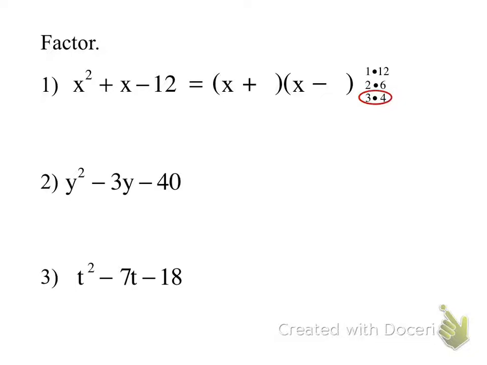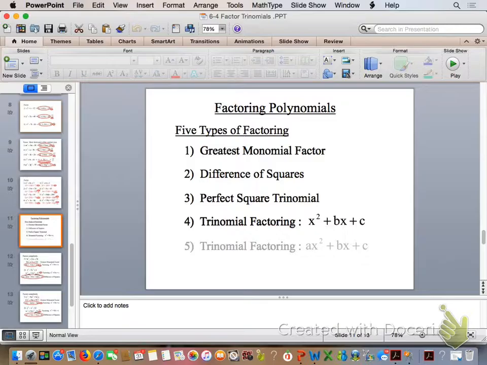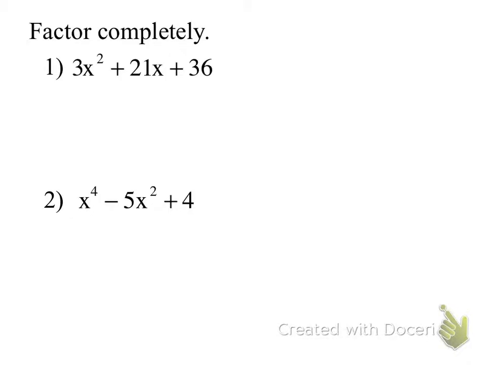Now, we're going to skip ahead in the interest of time. Just a reminder, we've started with greatest monomial factor. When we factor, the first thing we look for is to GCF it. Then, if it's a binomial, the only kind of binomial that can be factored is the difference of squares. If it's a trinomial, it could be a trinomial square, or it could be just plain trinomial factoring. That's what we're dealing with today.